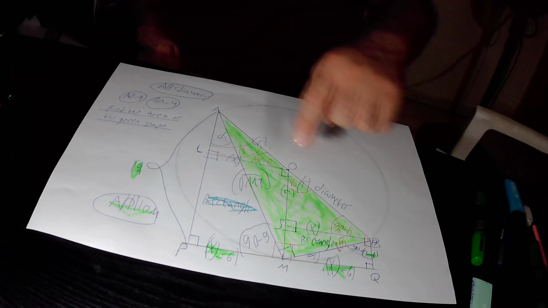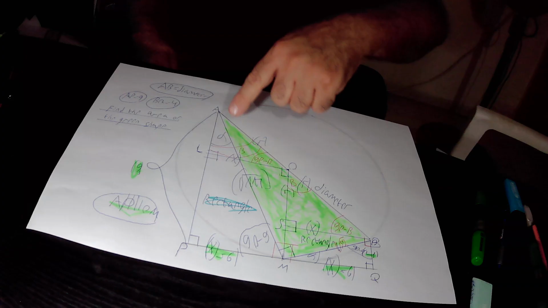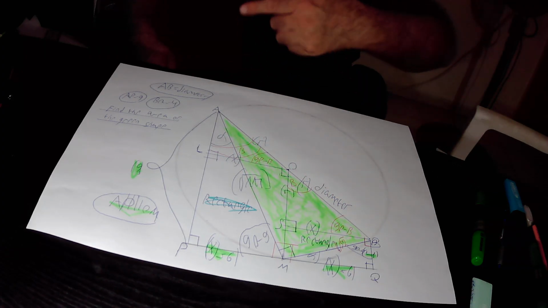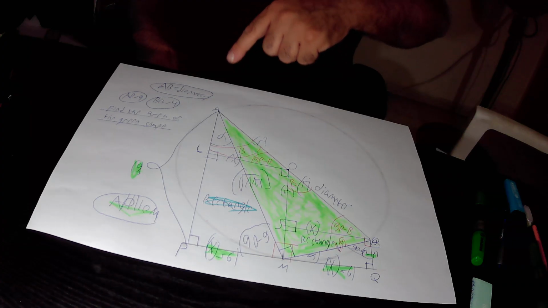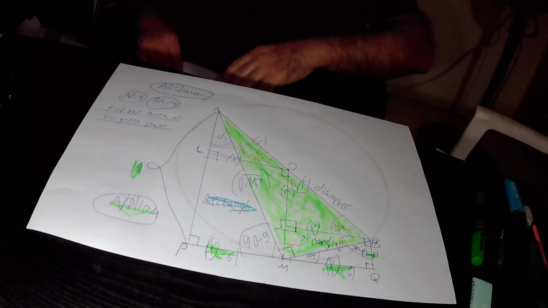Our task is to find the area of this green shape. The green shape is actually the right green triangle ABM. So we have to find the area of the green right triangle ABM. The area of the green right triangle ABM must be equal to the base BM times the height AM over 2.